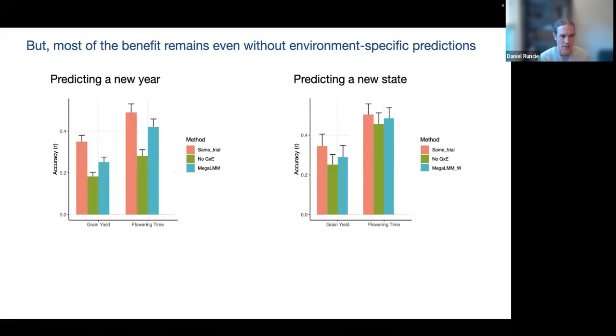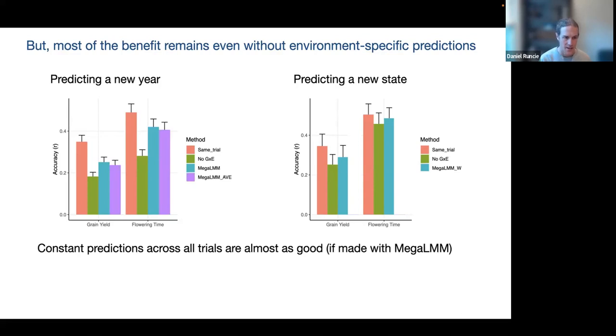However, a surprising thing that we noticed when we looked at these results closer is that most of the benefit that we're getting from MegaLMM in these two contexts, again comparing blue to green, is not from making specific tailored predictions in each environment. Instead, if we take those MegaLMM predictions and average them into a single future prediction, say a single prediction for 2022, or a single prediction for all Iowa trials, we do just as well, or almost as well, as if we had made a tailored prediction for each of those trials. And so that's the purple bar. The purple bar is again parallel to the green one. Both of those, we're making a single prediction for all of the trials in the new year. We're not tailoring it for the environment of those specific trials. And we do just about as well if we're going to a new year, almost as well. If we're predicting to a new state, we actually do even better.